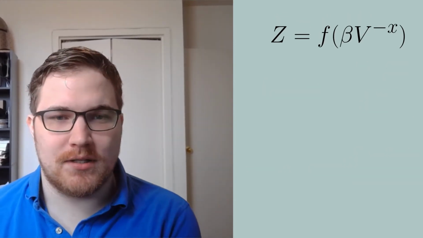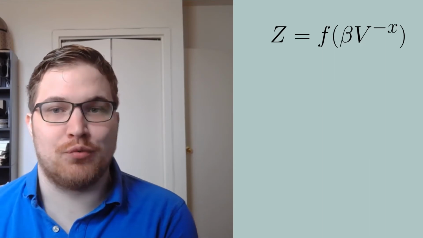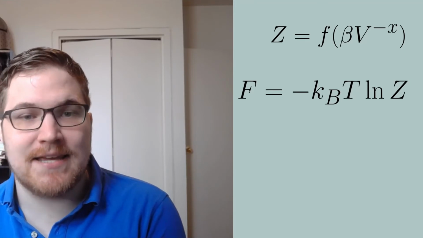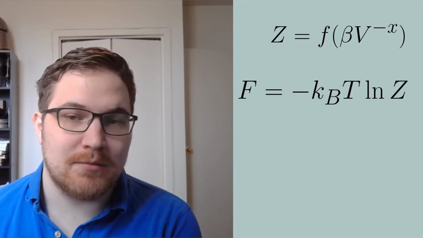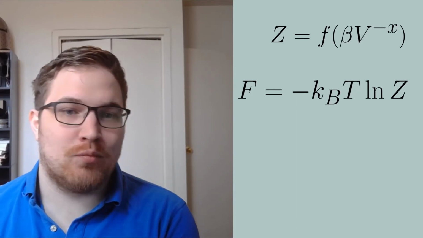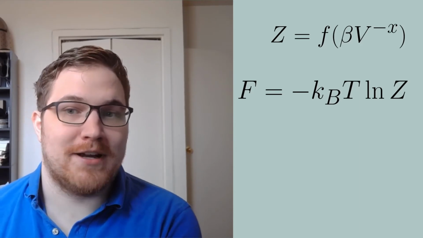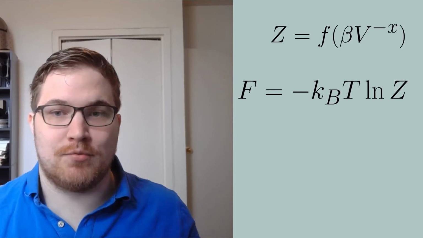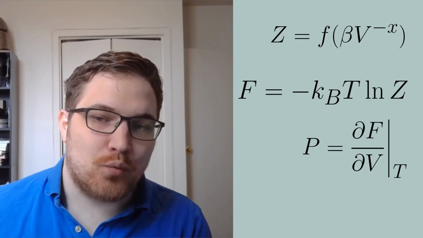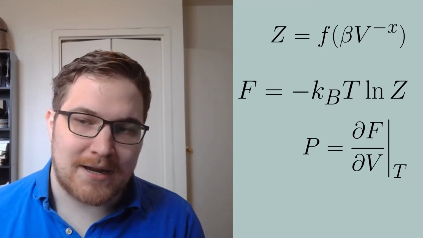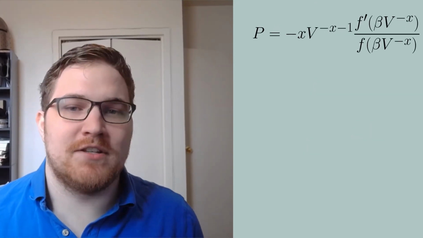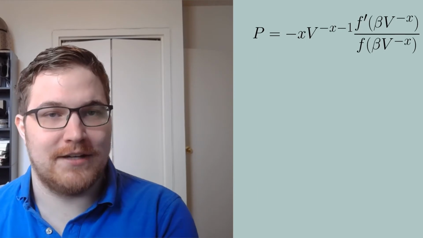The last ingredient is that the Helmholtz free energy is related to the partition function through the following formula. It is the negative of the Boltzmann constant times the temperature times the natural logarithm of the partition function. This was derived in our video on Jaynes' principle of maximum entropy, again, a link in the description. Borrowing from thermodynamics, we see that the pressure is defined as the derivative of the free energy with respect to volume, keeping temperature fixed.